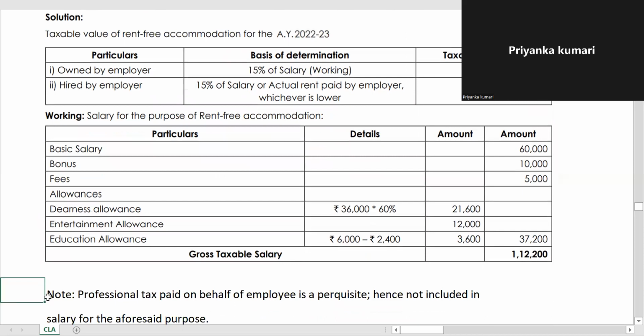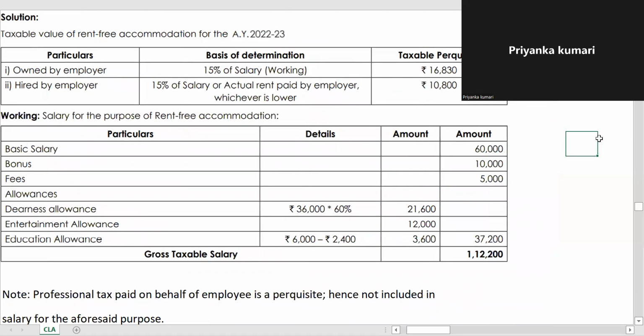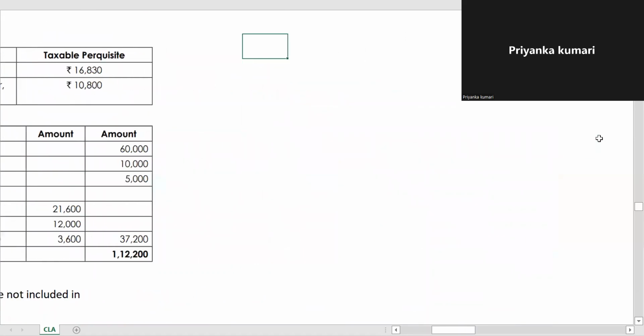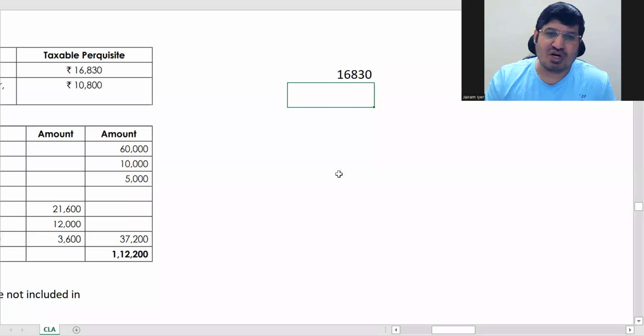Okay, so aap isko add kijiye. You add all this and you will get this 1,12,200. Now we have got the salary. Ab kya hai, just aapko yahan pe इस सैलरी का 15% कर दीजिए, that's all straight away. Okay, so what is, how much is 15%? 112,200 into 15%. Okay, 16,830. ये हो गया हमारा पहला 16,830.